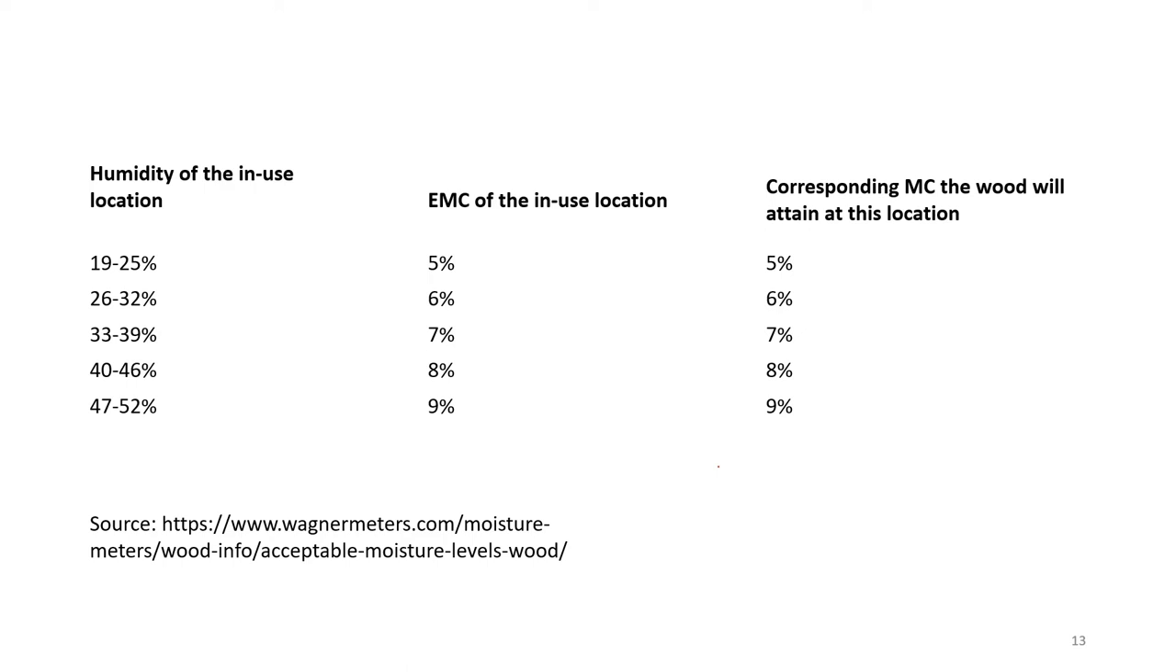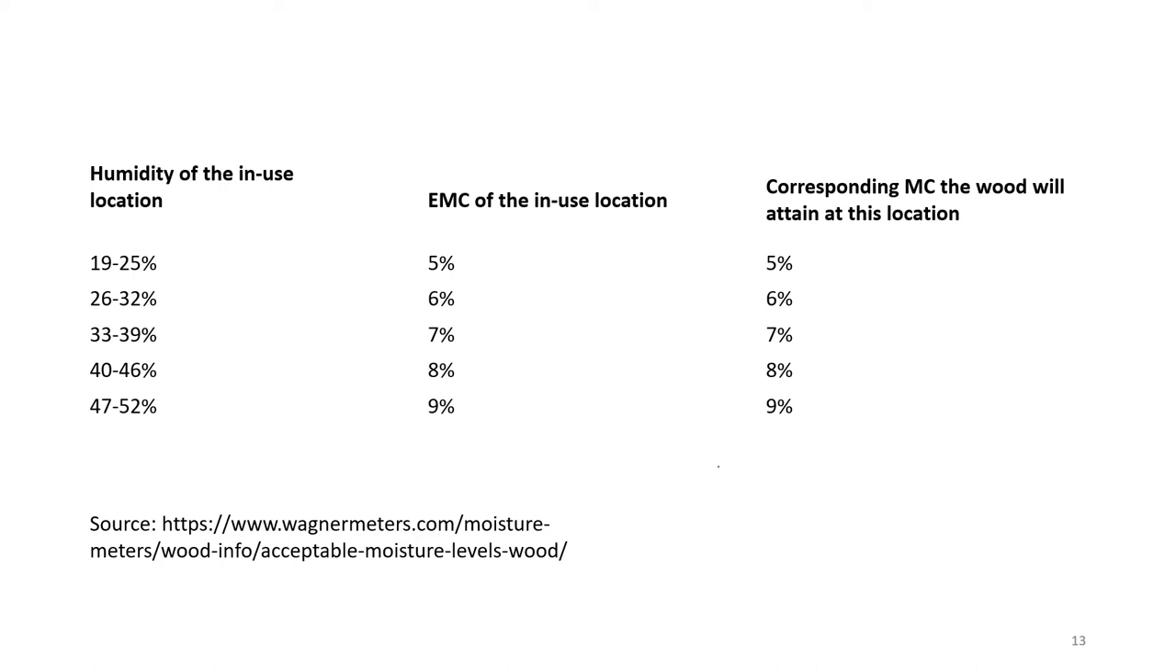I found this table on the website of the Wagner Meter Company. Air humidity and wood moisture content are calculated differently and have many different variables involved, so there's not one single formula for directly converting in-service humidity levels to equilibrium moisture content in wood.